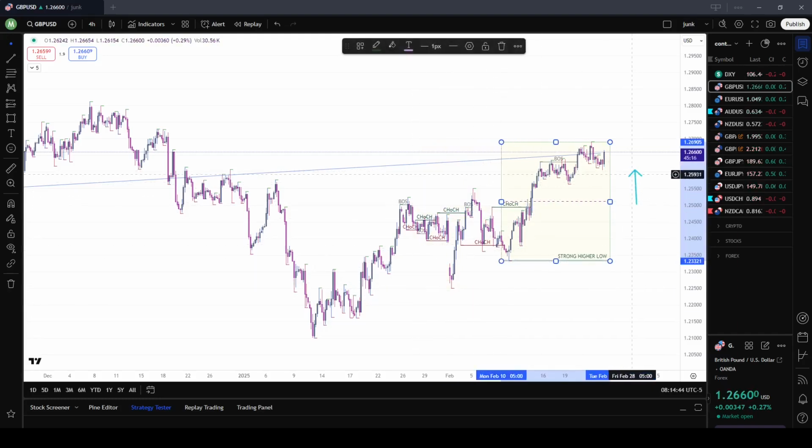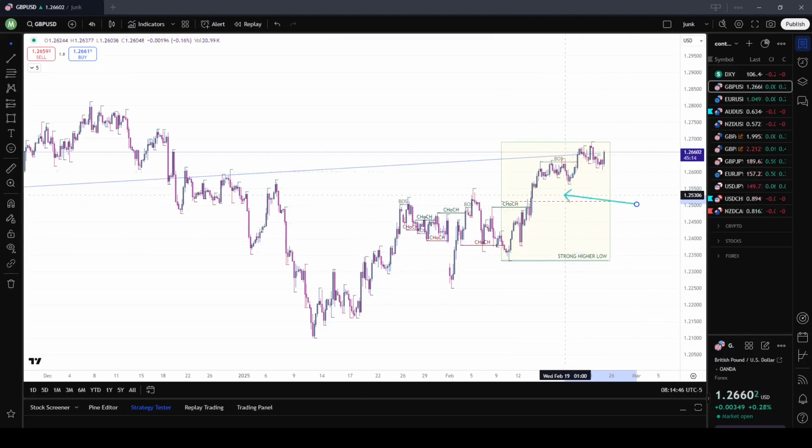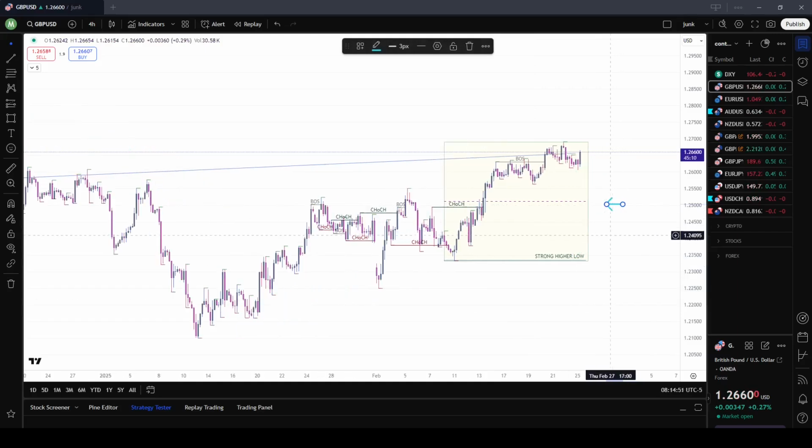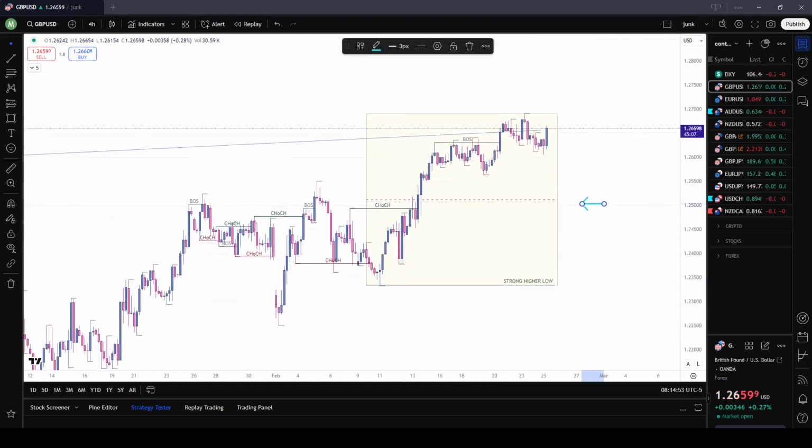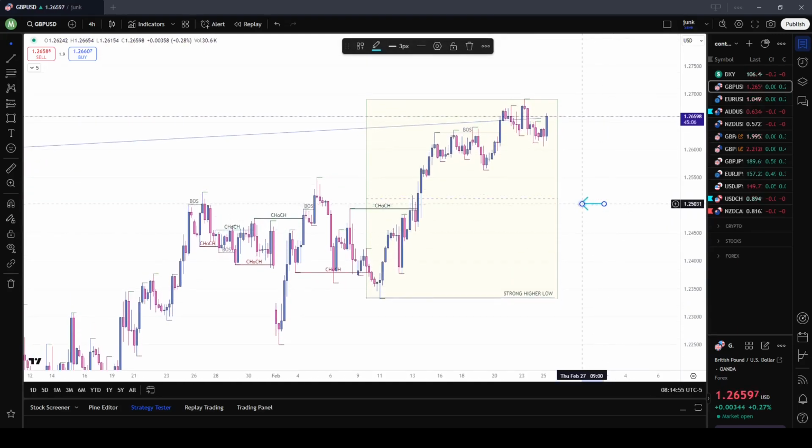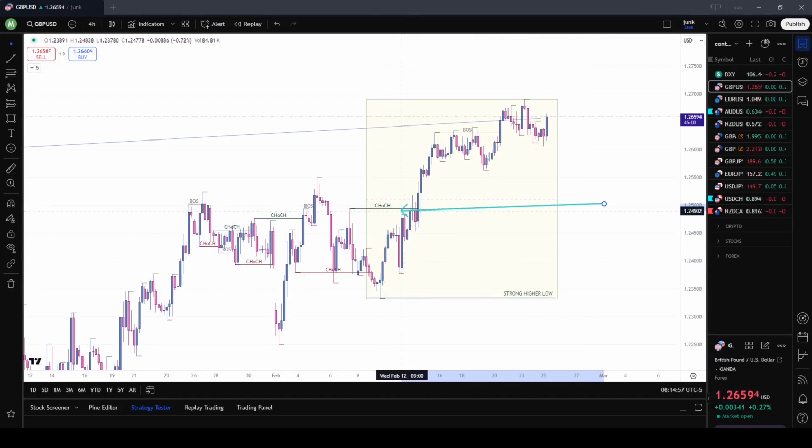This is why this is labeled as the strong higher low, because if this gets broken, that's when I'm considering this a bearish market. But let's go ahead and continue looking at current price action. It changed character, broke structure, and after this range, it looked like this was the spring that broke past and broke structure, and now it's retracing.